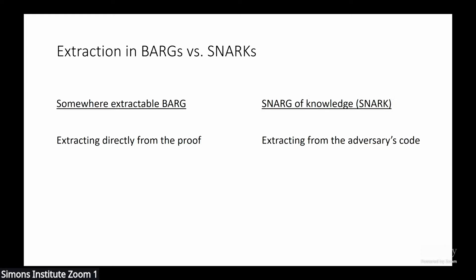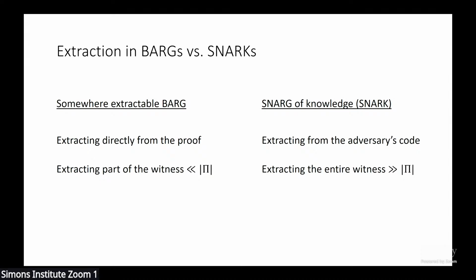So as I said, in BARGs, we extract directly from the proof. In SNARKs, for NP, we usually extract either from the code of the adversary or from the queries of the adversary if we're working in some idealized model. And intuitively, the reason for this is that in the setting of BARGs, we're just trying to extract one witness, right? We're not trying to extract all the witnesses. So essentially, we're extracting something that is shorter than our proof. This means that we can hope to extract it directly from the proof.